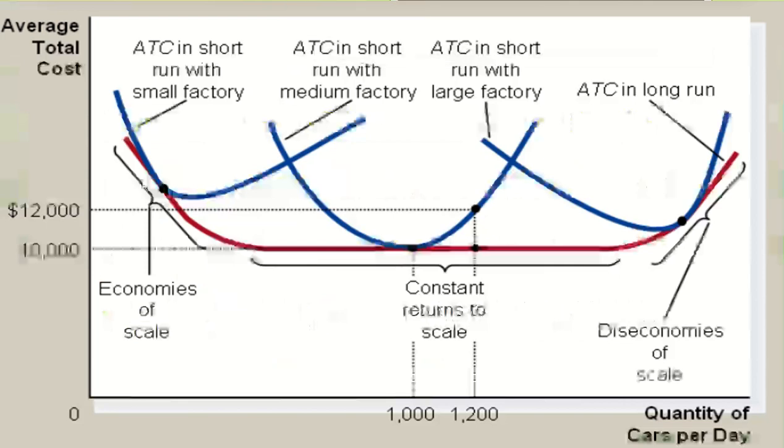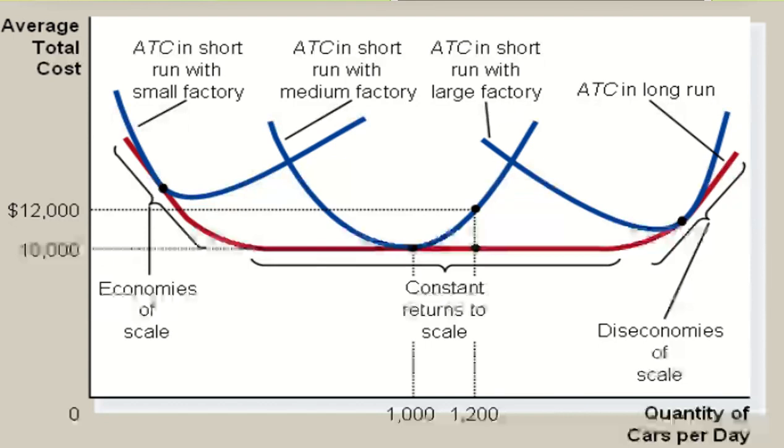Now it's more clear with the help of this diagram that economies of scale refers to that portion where the average total cost in the long run decreases with the increase in quantity of output. You can see here. This is known as economies of scale.